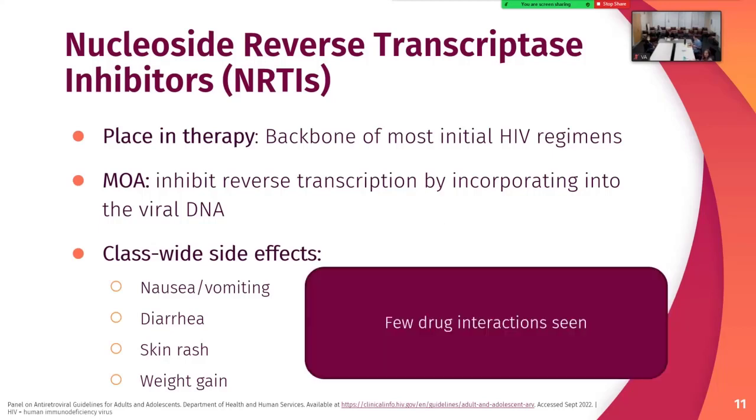When looking at drug interactions with this drug class, there's really not very many drug interactions. However, I will refer you all to the hivinfo.nih.gov website. They have a complete chart with all the different drug interactions through all the classes, and it's a great resource. And then also your pharmacists are a great resource just to make sure there's no drug interactions with any medications that we're starting in the inpatient side.